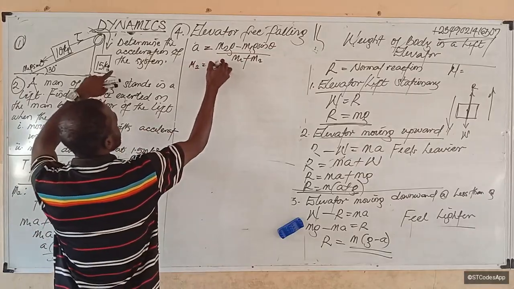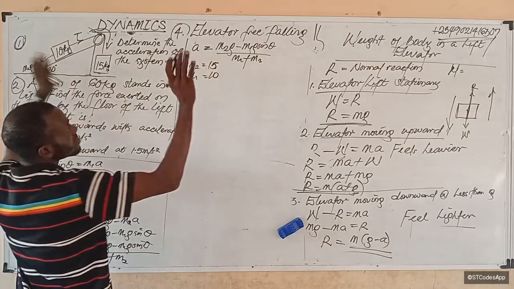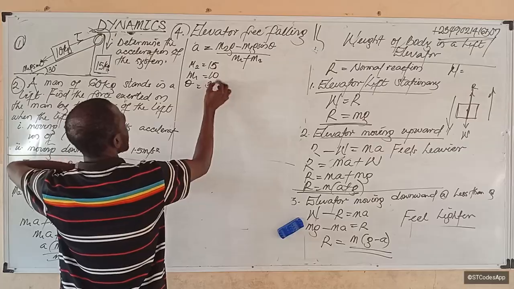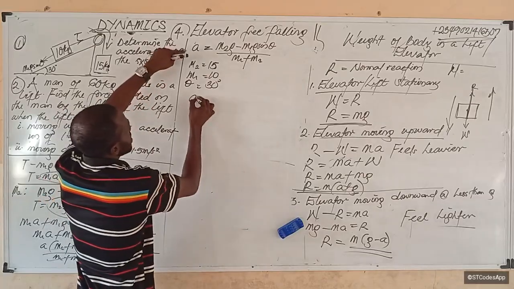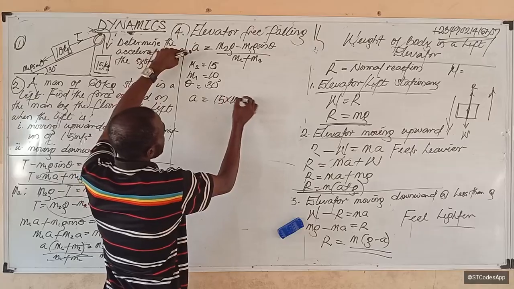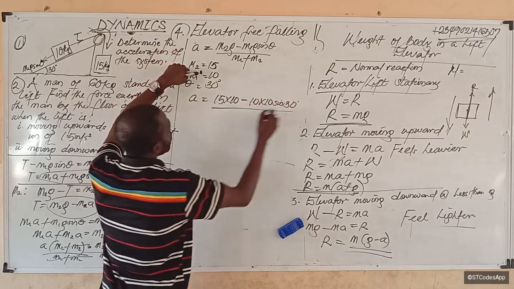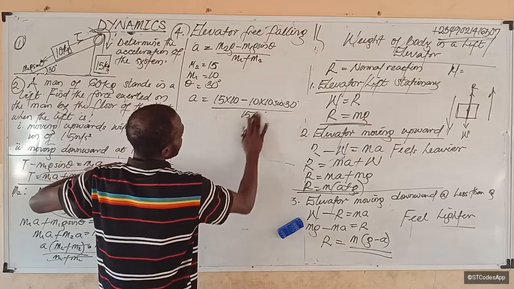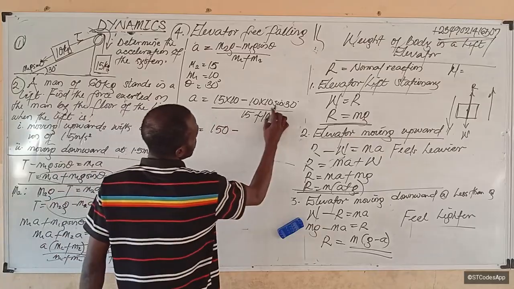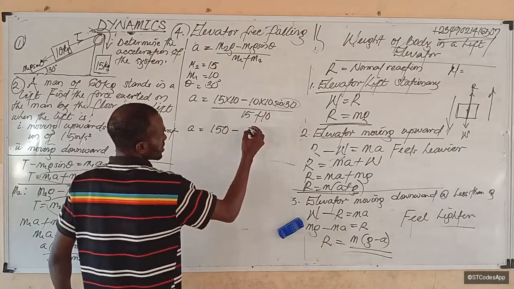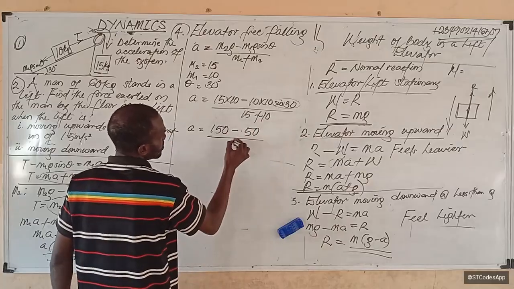So M2 is 15, M1 is 10. That's all you need. And theta is 30 degrees. Usually they give you a very sweet angle for this kind of questions. So A therefore becomes M2, that's 15 times 10, minus M1, 10 times 10 sine 30 degrees, over M1 plus M2, 15 plus 10. So here A therefore becomes 150 minus sine 30, half of 100, sorry. Half of 150 over this plus this, 25.